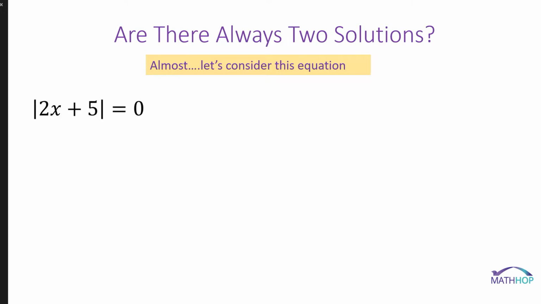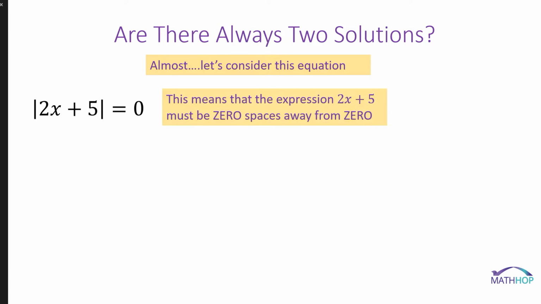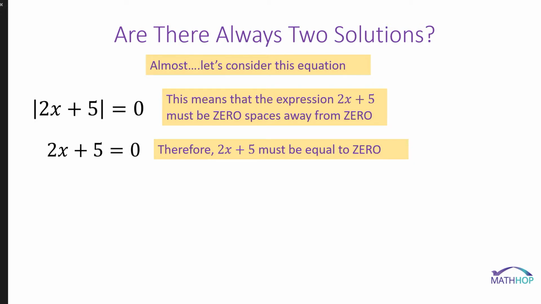And this is a rare equation, but let's say someone asked you to solve the absolute value of 2x plus 5 equals 0. All right, so what this is saying is that the expression 2x plus 5 has to be 0 spaces away from 0, right? Because this is the distance. We want to know what numbers are a certain distance from 0. What is the distance? Well, the distance is 0. So in this really weird case, 2x plus 5, or the expression within the absolute value bars, has to be equal to 0. And 0 cannot be positive or negative. It is neither. So for this one, we would set it equal to 0 and solve.